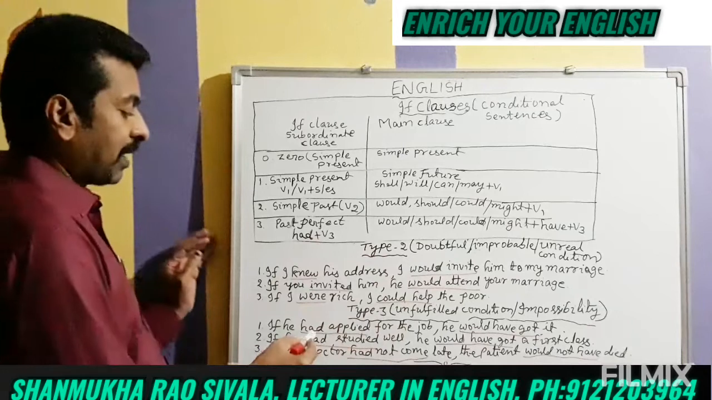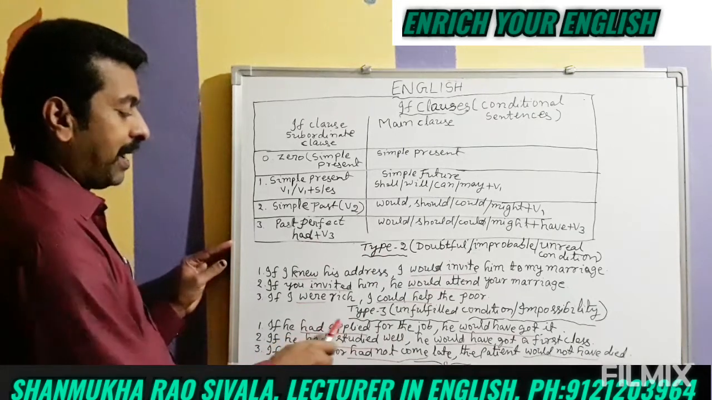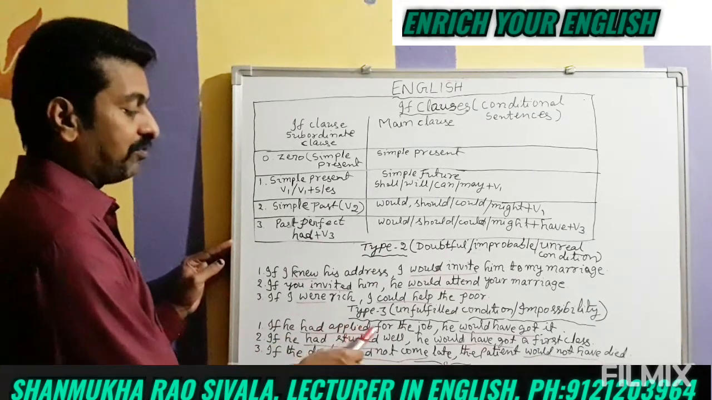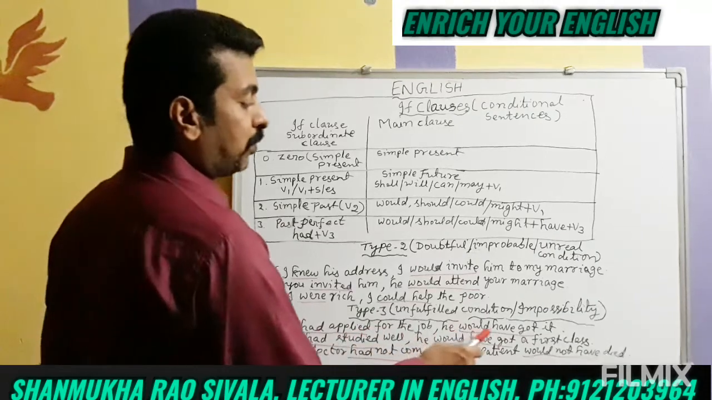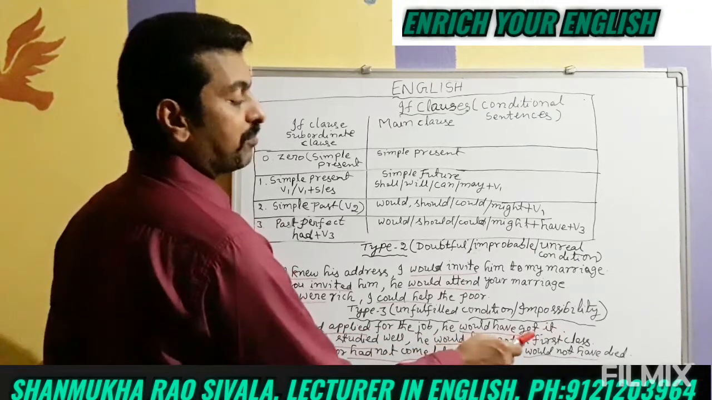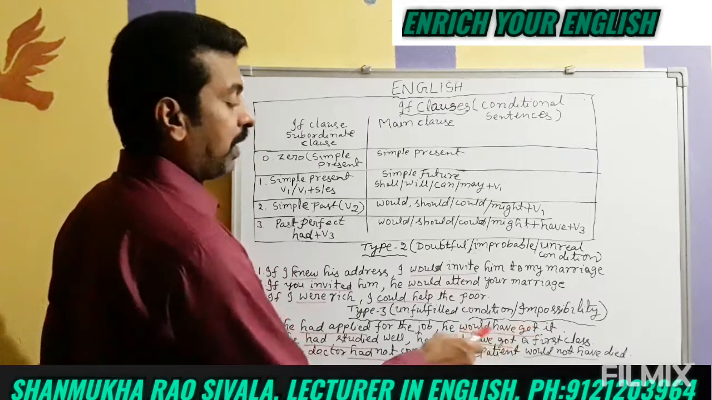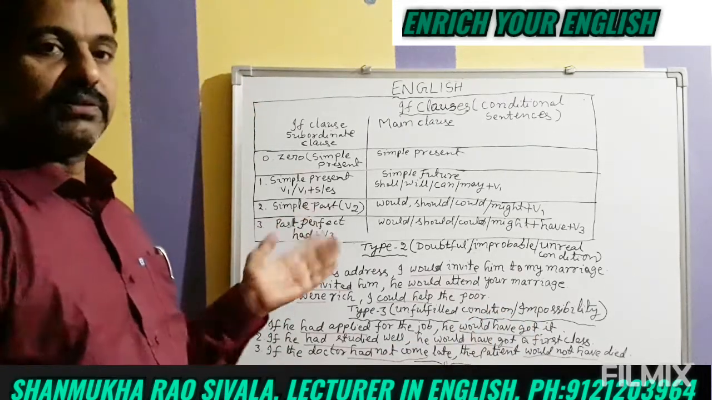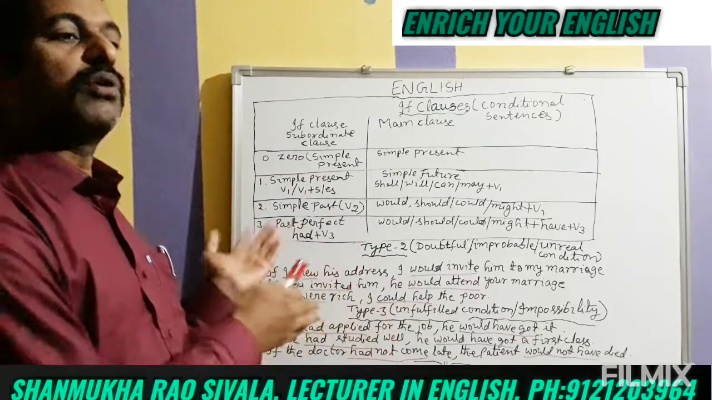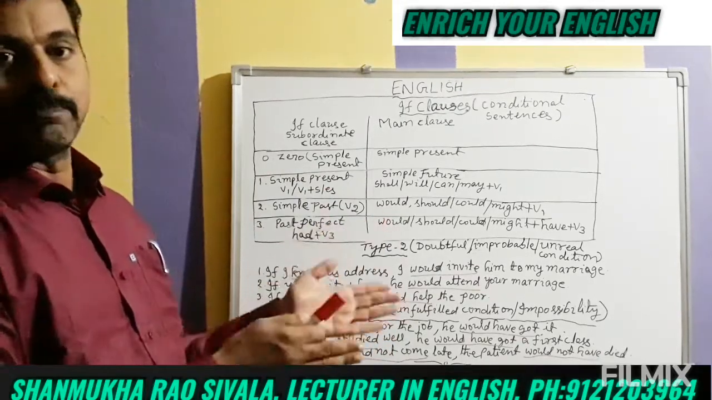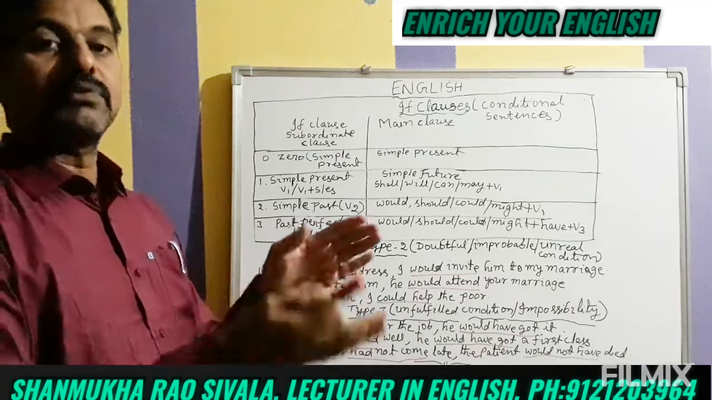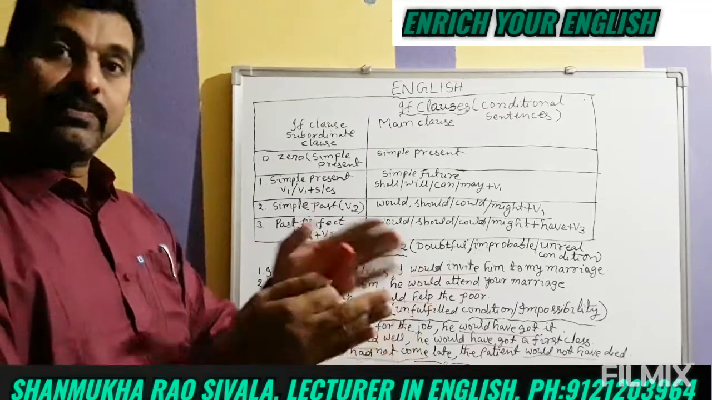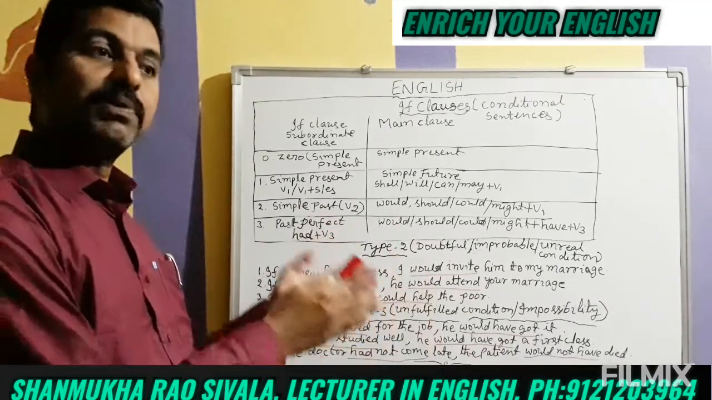The rule is had plus V3, had applied. If he had applied for the job, he would have got it. Would have plus V3, get to got. Would have got it. Understood friends? Already completed action. He did not apply for the job, he could not get it. So very few applied, they all got the job. So that's why later on we are talking, if he also had applied for the job, he would have got it.